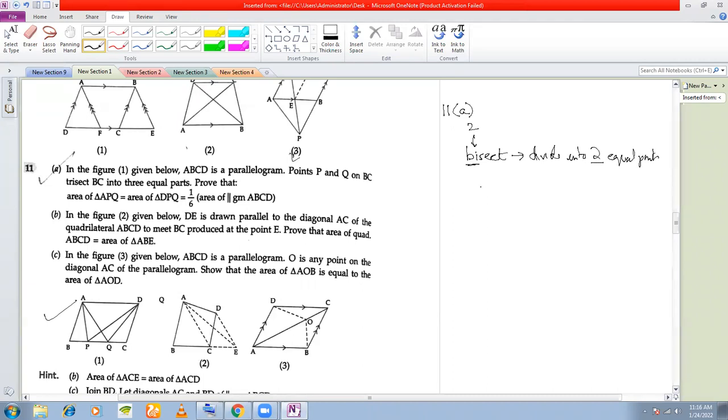When I say trisect, tri in English means three. So this means divide into three equal parts. In the question, they have said that points P and Q on BC trisect BC. Trisect BC means divide BC into three equal parts. So this part is equal to this part is equal to this part. Clear with this? Bisect and trisect.